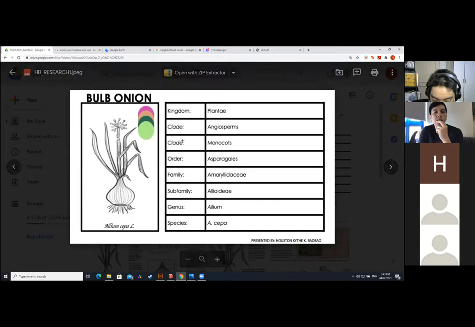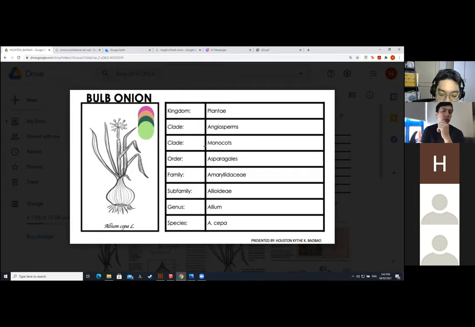This is my plant. It is a bulb onion. The binomial nomenclature for this is Allium cepa.